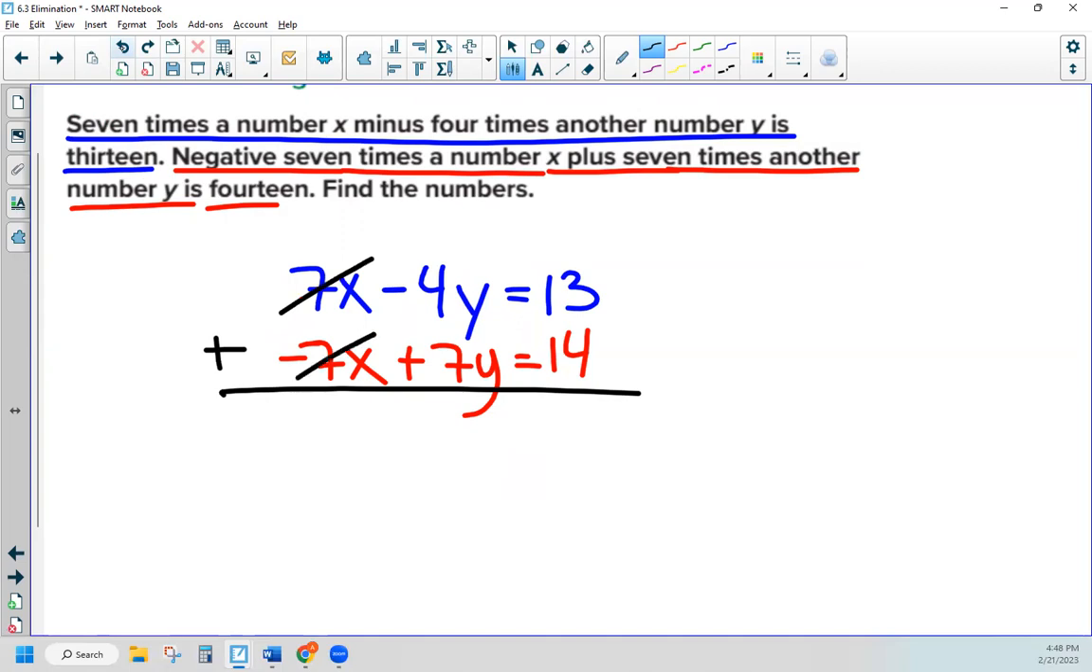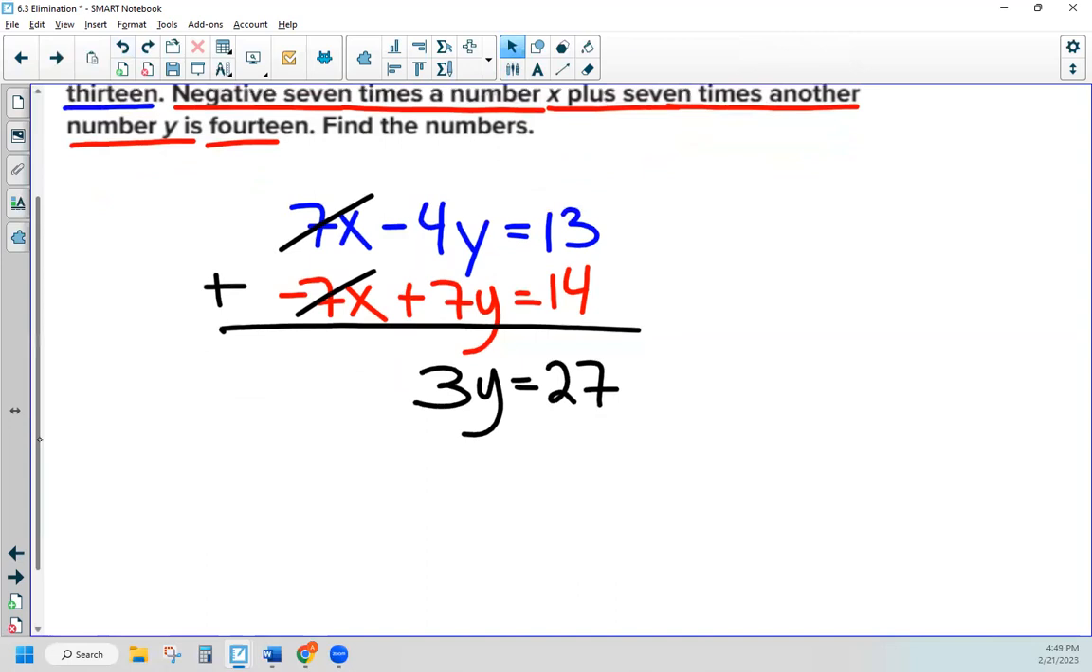And here we have -4 plus 7. 7 is larger, so we're going to stay at the positives. It's the same thing as saying 7 minus 4, which gives me 3. And then here we have 13 plus 14. That is going to give us 27. Okay, so what do we do from here?